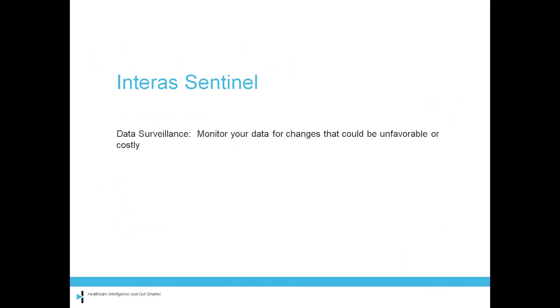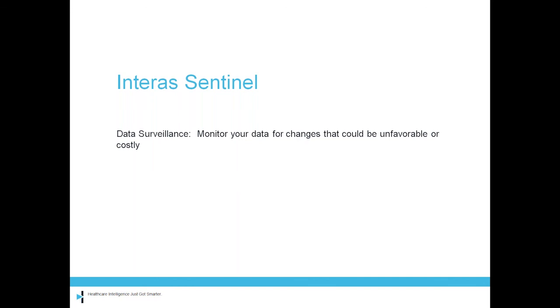And the last section of the webinar I want to go over is what we call the Sentinel. And the Sentinel is a product that we've developed that is intended to react to changes in data and notify us and you of things that have happened. For most of our groups, 99% of them or so, we get data on a monthly basis. Every month that we get data, we know that something has happened.